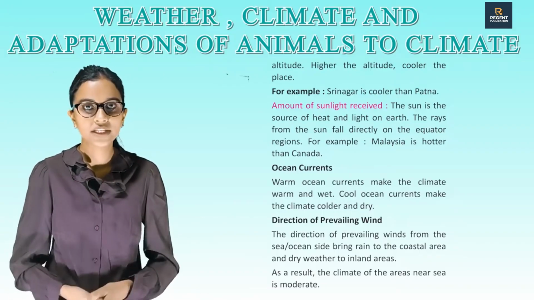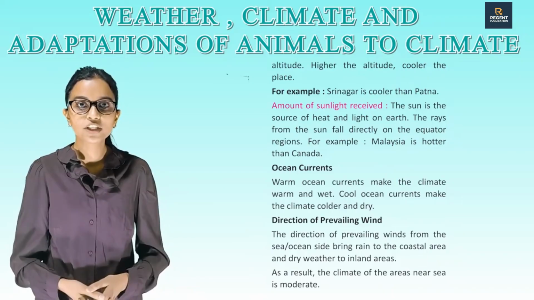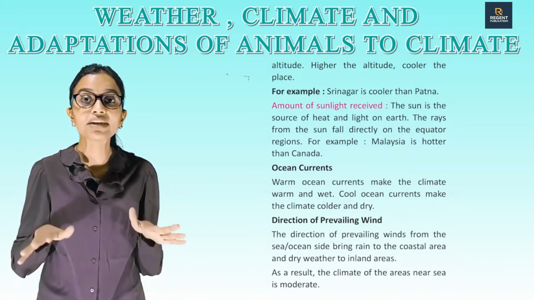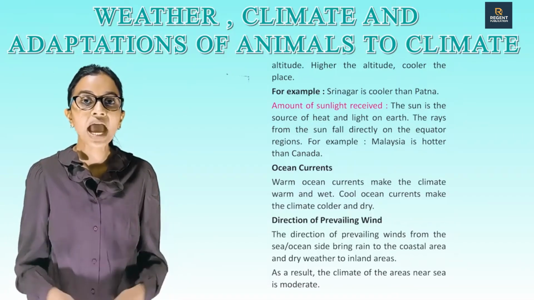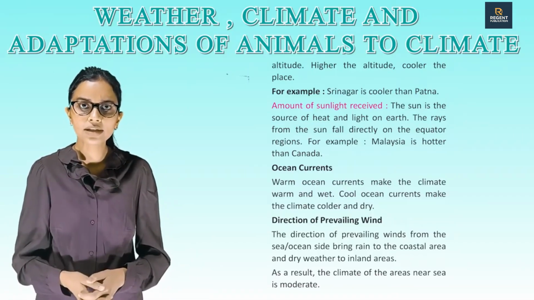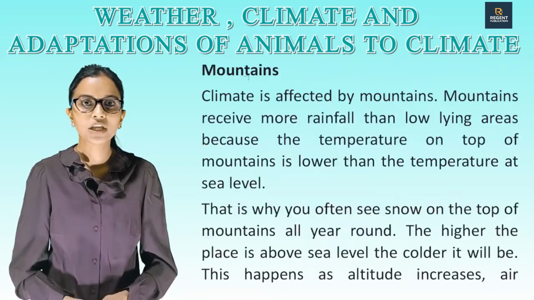Direction of prevailing wind. The prevailing winds from the sea or ocean side bring rain to the coastal area and dry weather to inland areas. As a result, the climate of the areas near the sea is moderate.